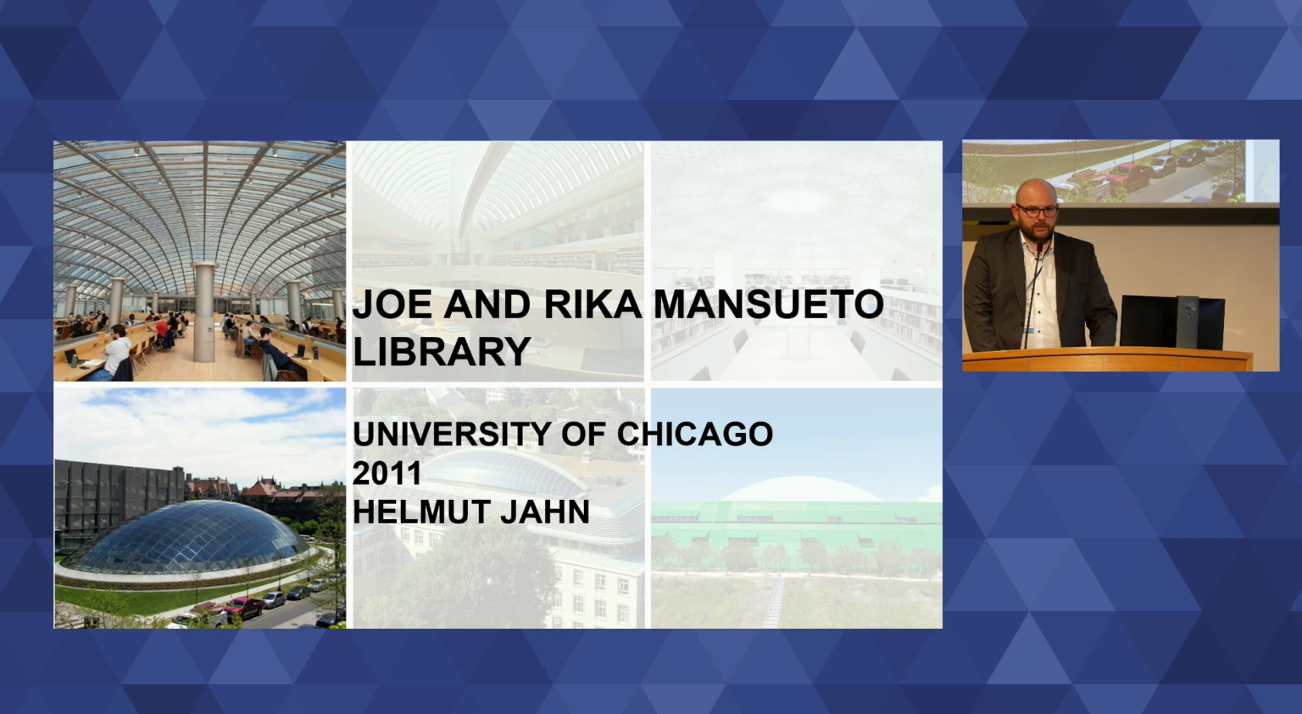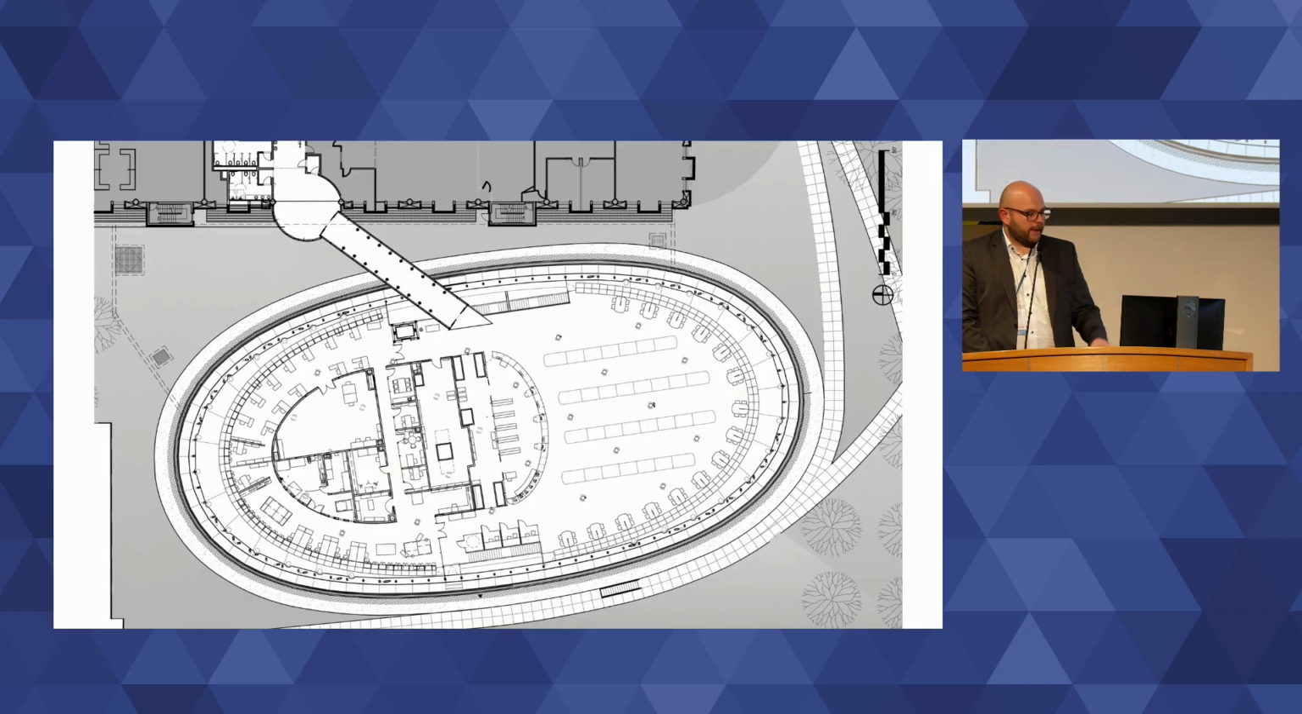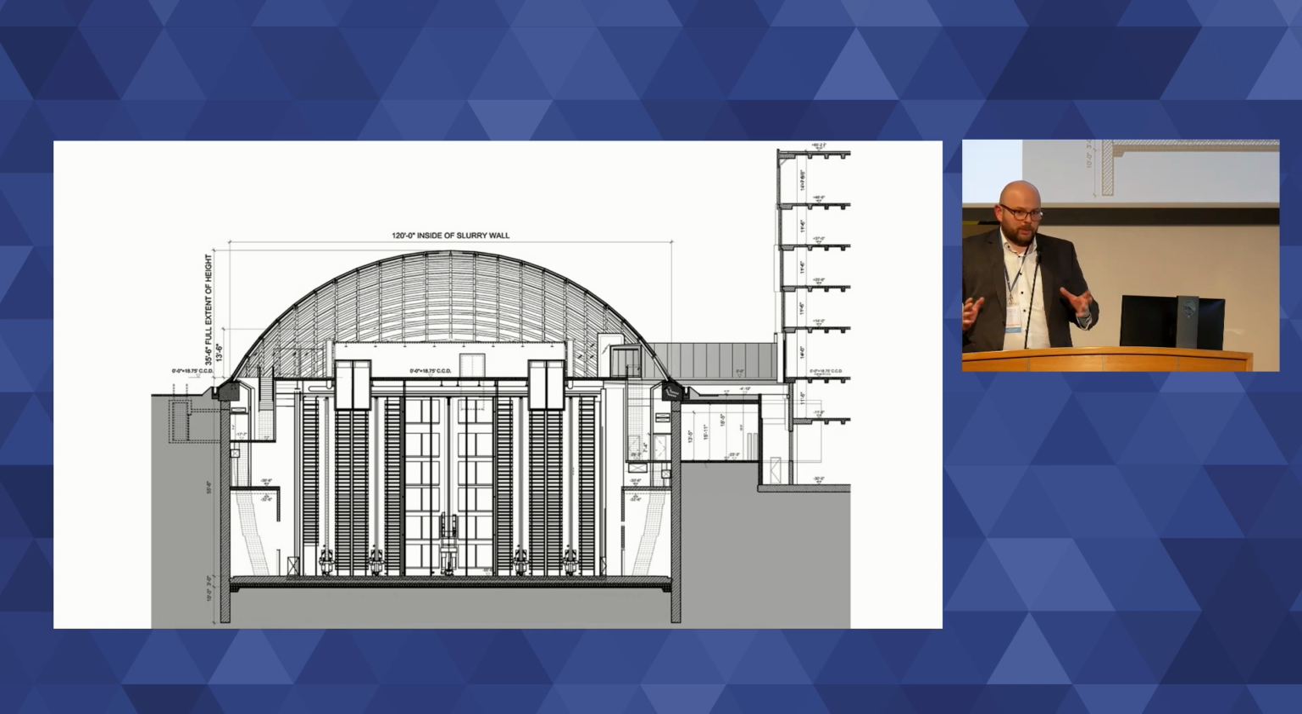Another example is the Joe and Rika Mansueto Library in Chicago. It was designed by Helmut Jahn, and he actually designed a large book storage space. It's hidden underneath the ground, and it's covered with a glass dome. It's also an extension of an existing library, and you can enter the domed area through the existing library and through a so-called bridge. The dome measures 35.5 meters in width, 73 meters in length, and 10.6 meters in height.